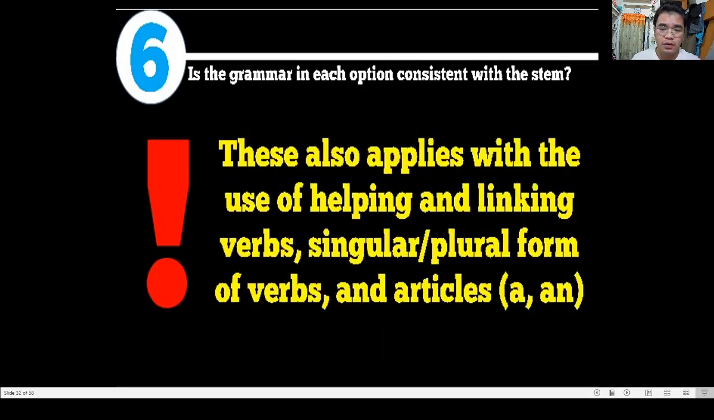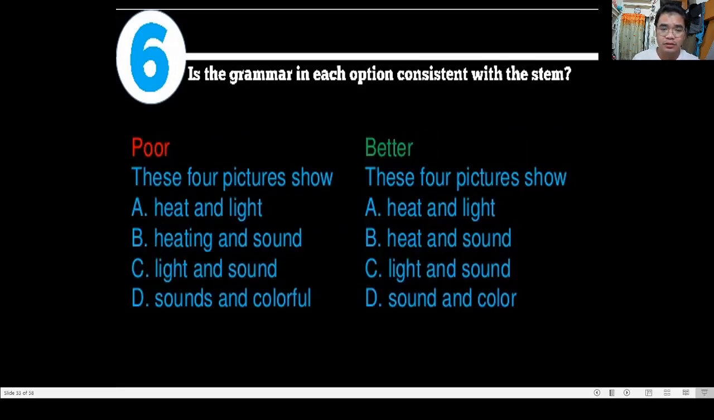Okay? So, for example, using a, and other verbs, yun yung dapat tayong careful. So, halimbawa ito. O, diba? These 4 pictures show heat and light, heating and sound, light and sound, sounds and colorful.